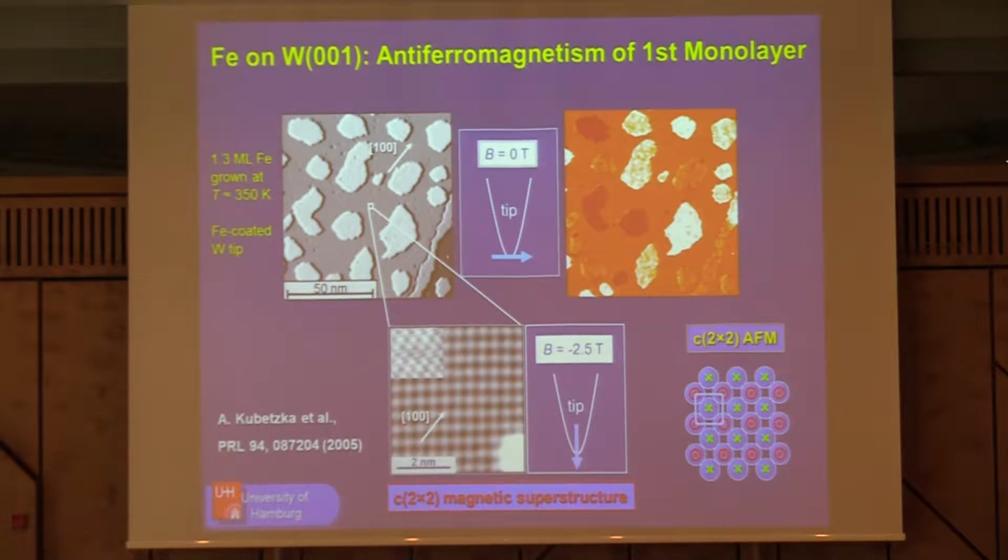But the additional new ingredient from the experiment was that we have out-of-plane spins here, in contrast to the case I discussed before for the single manganese monolayer on tungsten (110).